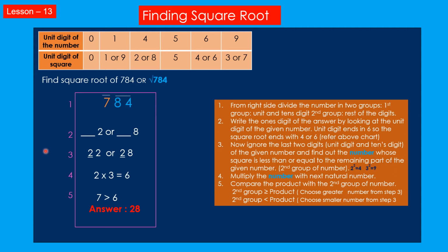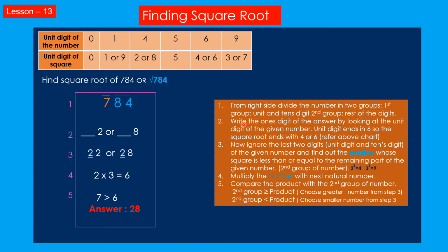Find the square root of 784. First step, from the right side, divide the number into two groups. The first group will have the unit and tens digit. So 8 and 4 we consider as group 1, and we just put a bar on that number. The second group is the rest of the number, that is here only the number 7. So you just put a bar on number 7.